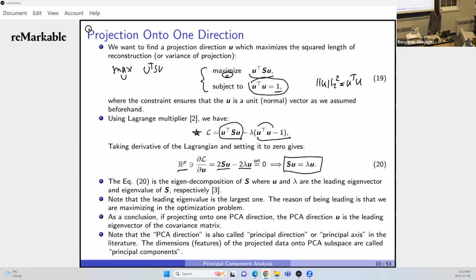This is also called the PCA direction, or principal direction, or principal axis in the literature. People call it different names, doesn't matter. The mathematics is important. The projected data is also sometimes called principal components, hence the name principal component analysis.